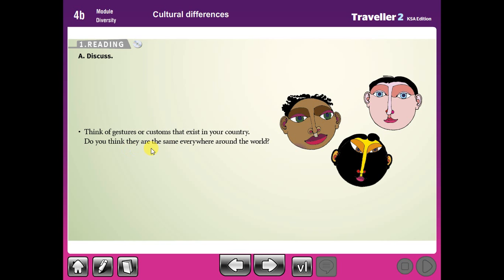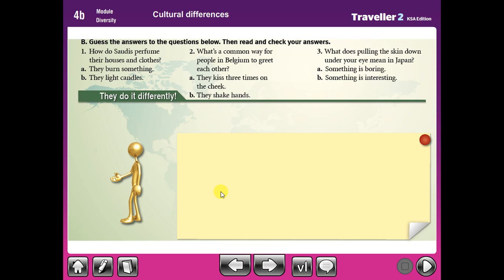Do you think they are the same everywhere around the world? Here you are going to say yes or no. B. Guess the answer to the question below. Then read and check your answer. First, you are going to read the question and choose A or B. After that, you are going to listen or read the text and check your answer.